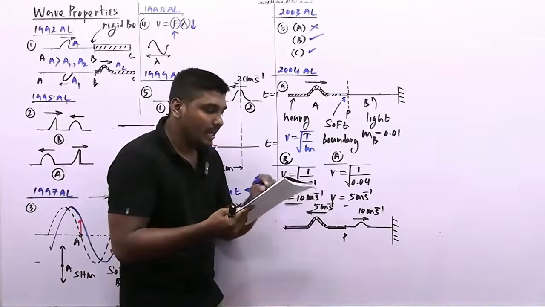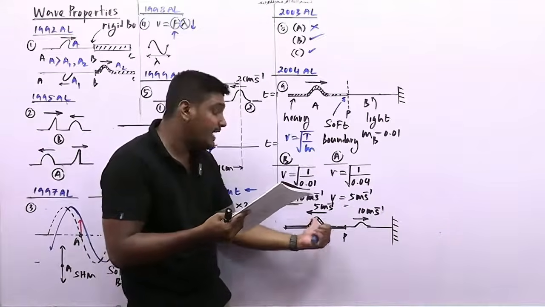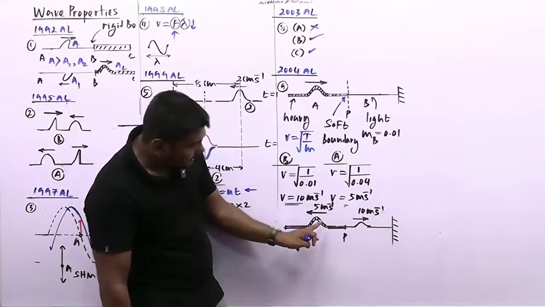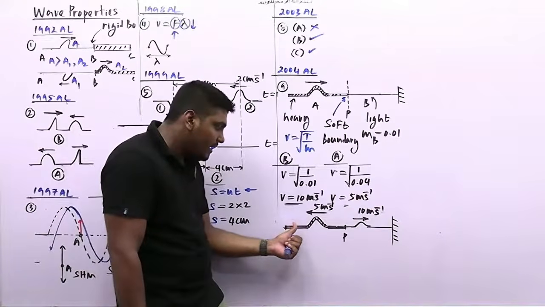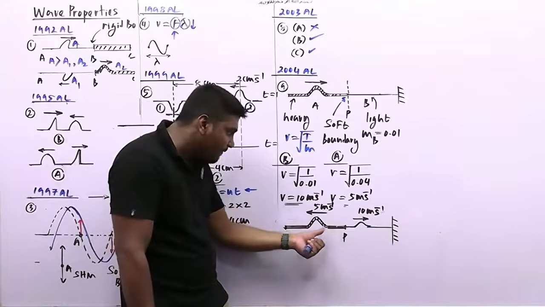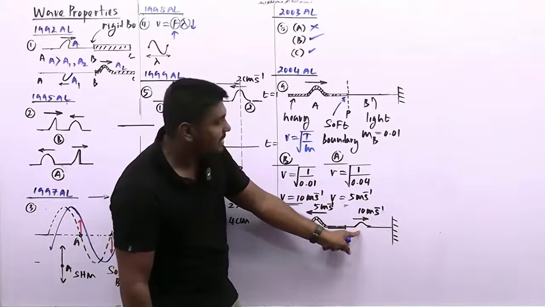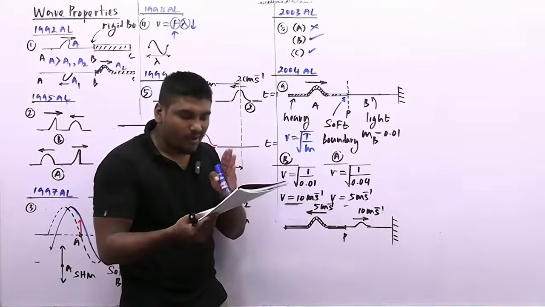Option 3: the non-inverted pulse would have travelled to the left. That is correct, along a speed of 10. But this non-inverted pulse travelling along string A is at a speed of 5, not 10. This one is travelling at a speed of 5. This pulse is travelling at a speed of 10. Therefore, the right answer is option 1.